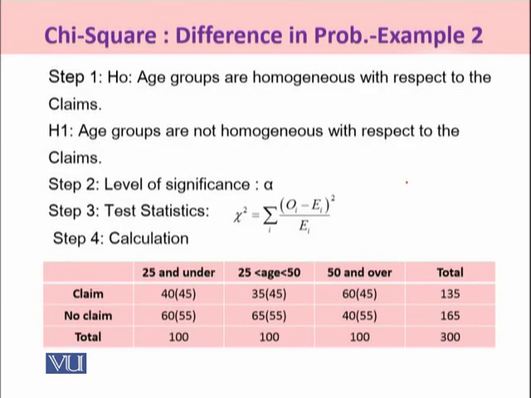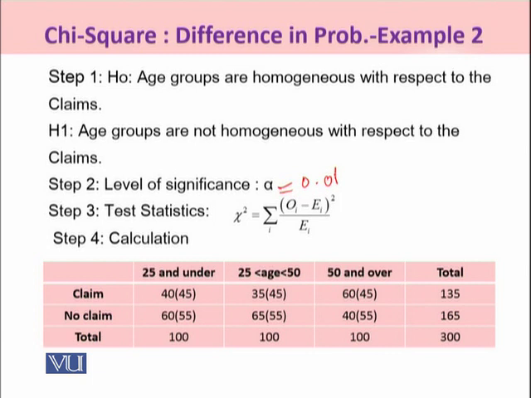So students, we are going to determine the testing procedure. The null hypothesis here is that age groups are homogeneous, or the same, with respect to the claims being made, whereas the alternative statement is that age groups are not homogeneous with respect to the claims. Level of significance is alpha, which is given as 0.01.